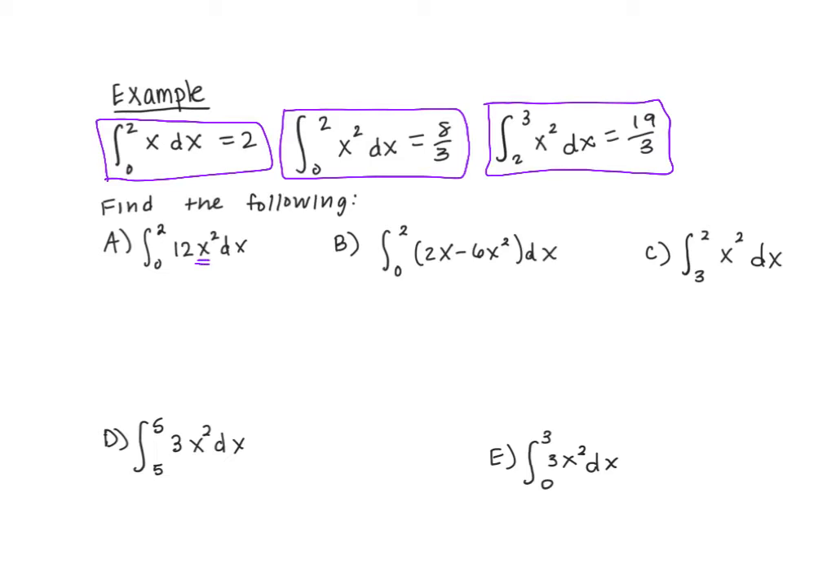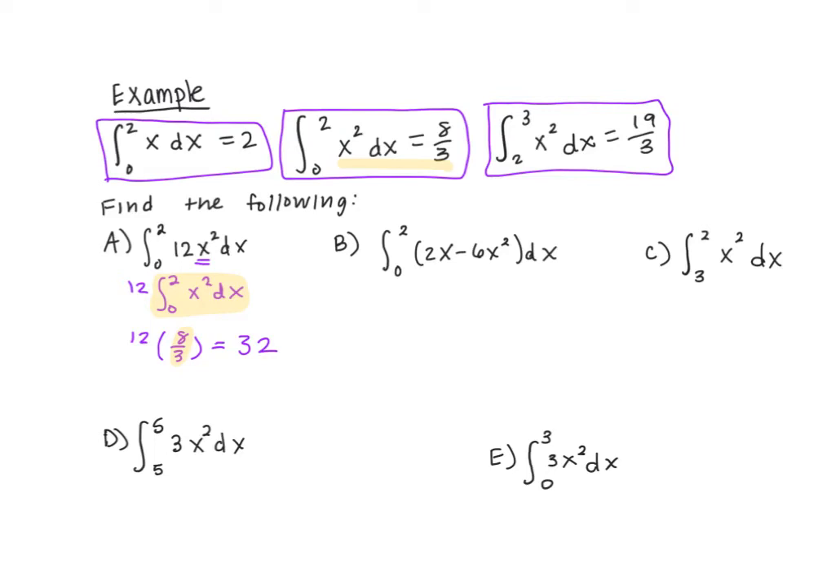Well, I see the x squared part matches one of my integrals from above. So what I'm going to do is take out the 12, and then I've got the integral from 0 to 2 of x squared dx. Well, the integral of x squared from 0 to 2 is 8/3. So I've got 12 times 8/3, which is 32 when you type it in the calculator. So all I did there was I took this part right here and matched it up with this and substituted the 8/3 instead.